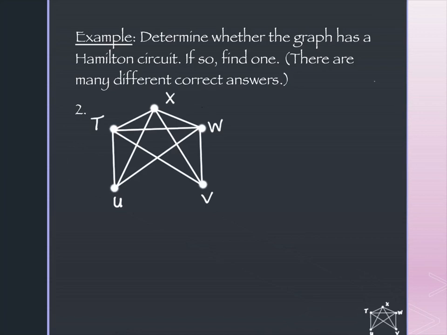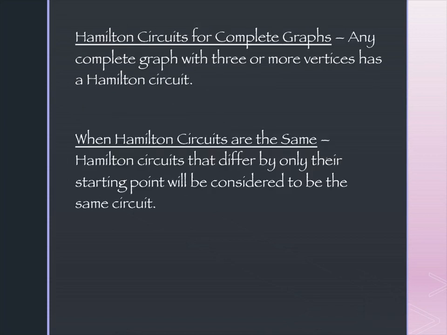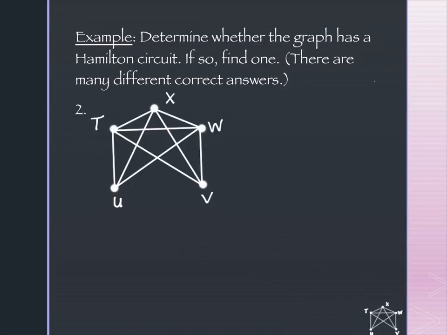Now, a real quick way to decide if it has a Hamilton circuit is if it's complete. Now, if it's not complete, it doesn't mean it doesn't have one. It just means you're not guaranteed to have one. So the first thing you should check when you're looking at it is: is it a complete graph? It's not. Why does it fail to be complete?